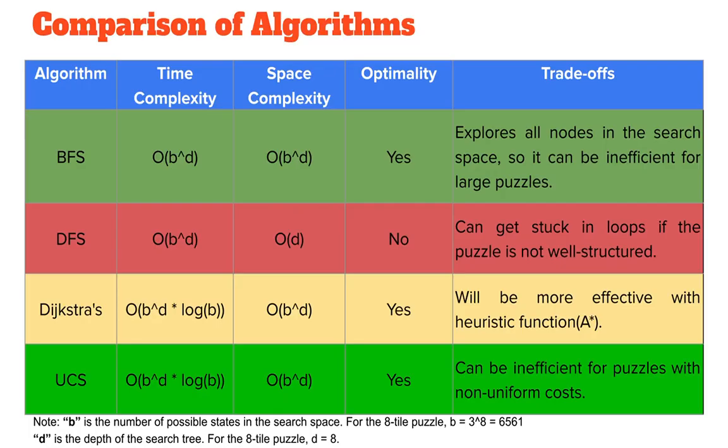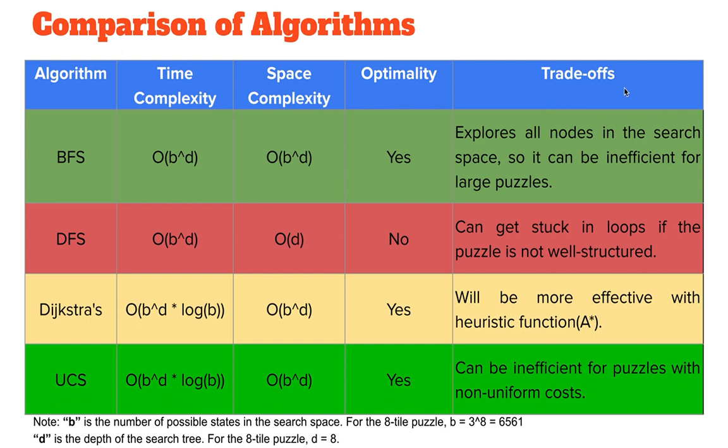Hello, this is Qureshi. Let's move on to the comparison of these four algorithms. So we have time complexity here and space complexity here. And we will see whether the algorithm is optimal. Here we can see DFS is not optimal; BFS, Dijkstra, and UCS are optimal.